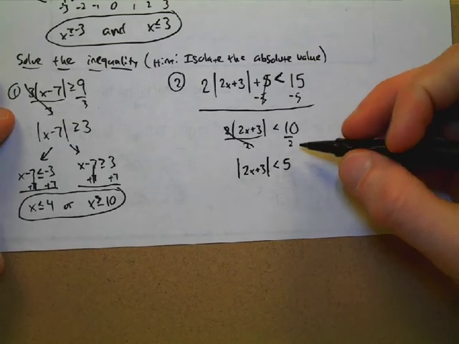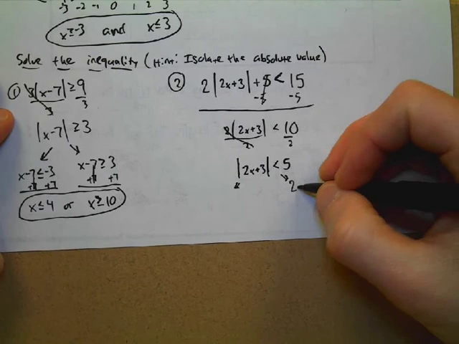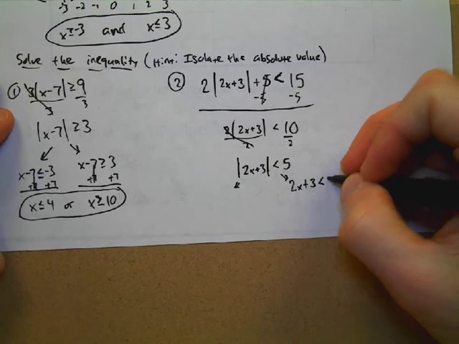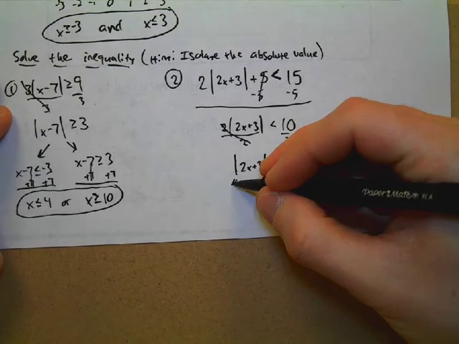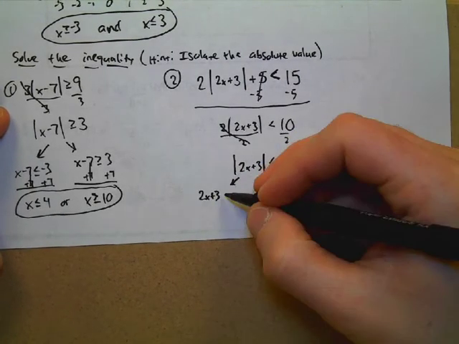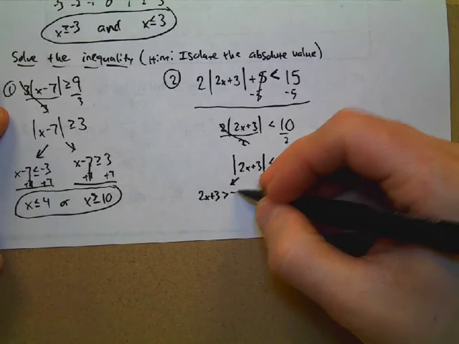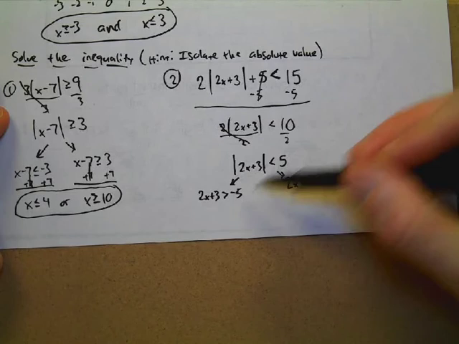It will never be negative, much less than a negative. So anyway, break it up into two inequalities. One of those inequalities will stay the exact same: 2x plus 3 is less than 5. And then for this inequality, again 2x plus 3, instead of less than, we'll make it greater than. Instead of a 5, we'll make it a negative 5. So the sign flips, and we change from positive to negative.